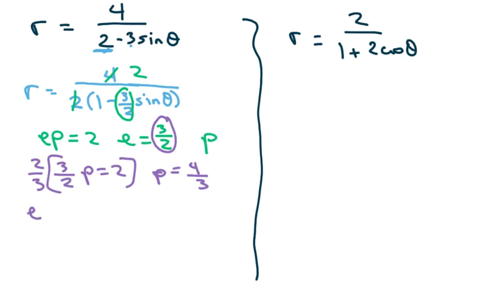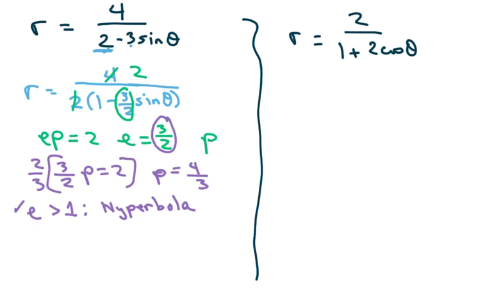So E is greater than 1. Therefore, it's a hyperbola. The other two, by the way, were parabolas, because E was 1. I forgot to write that. So since it's greater than 1, it's a hyperbola. Remember, we're comparing it to a circle. E is the ratio between the distance of points to the directrix and its corresponding focus.